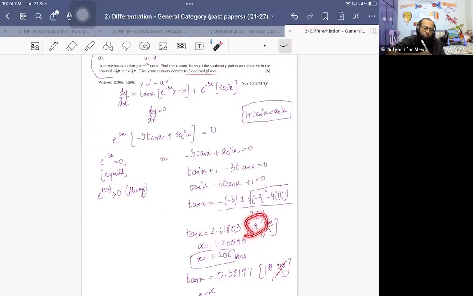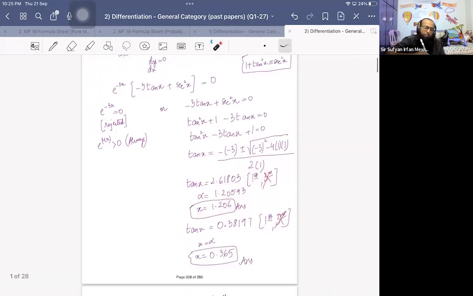If we check the first quadrant, the domain is telling us to go in the anti-clockwise direction. In the first quadrant, the answer is x equals alpha. So the basic angle is 1.20593, tan inverse of 2.61803. The calculator must be in radian mode. You can use the calculator to apply tan inverse of 2.61803. We got alpha, and the answer in 3 decimal places will be 1.206. Then if the value of tan x is 0.38197, another possibility from the quadratic formula, again first and third quadrant. In the first quadrant, x equals alpha, and the answer is 0.365.